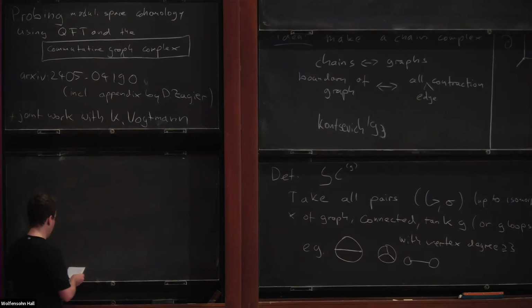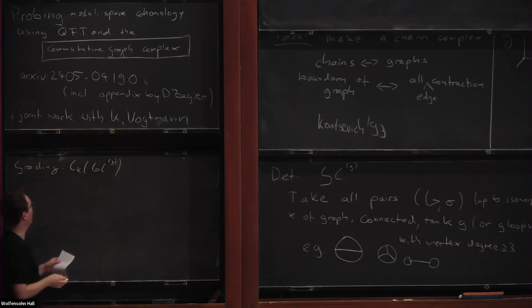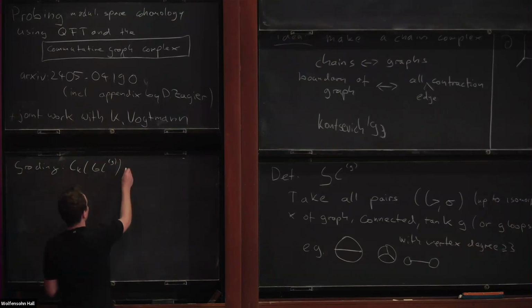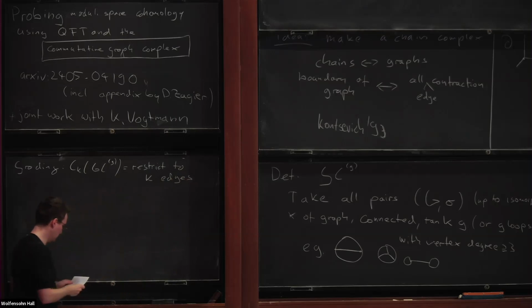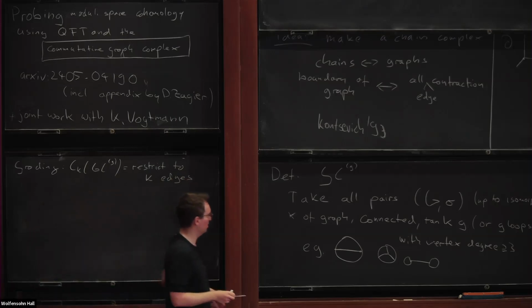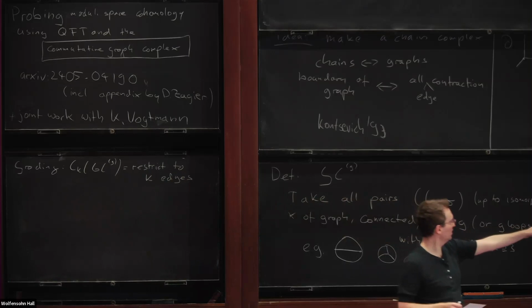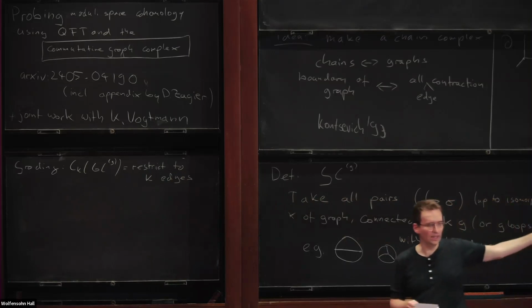Okay, this is not a chain complex yet. We need a grading. The grading is simple, so the k-chains are just defined by restricting to the graphs with k edges. So this is very simple. So for instance, this generator there has 6 edges, so it lives in degree 6.